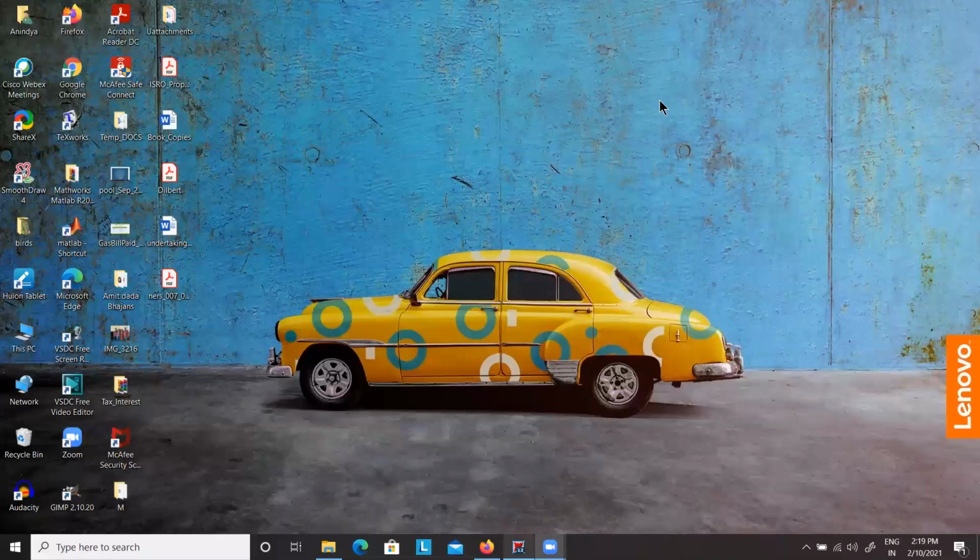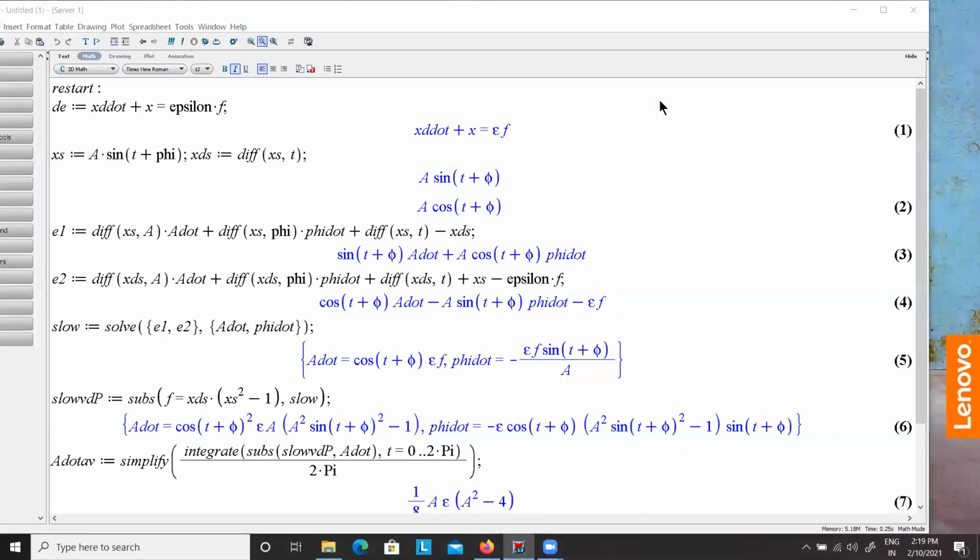And then I will share my screen and I will move to Maple and you can see how that goes. Okay. So here I am starting an averaging calculation for oscillations. This is the general form of my differential equation. It is a small perturbation of a harmonic oscillator.